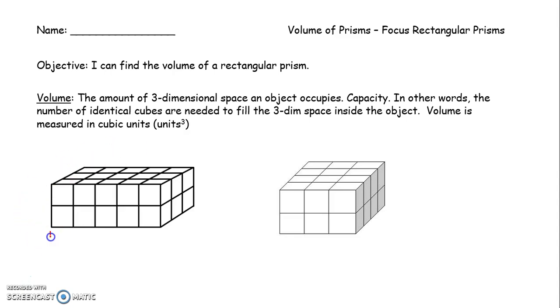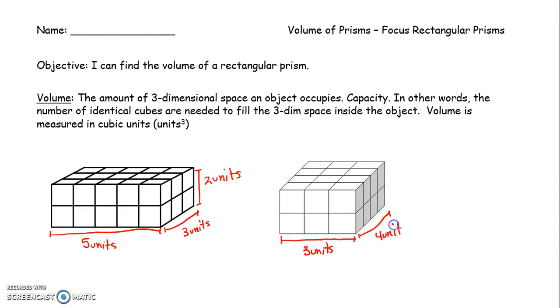This prism appears to be 5 units long, 3 units deep, and 2 units high. And then we could break apart the other one. The other one appears to be 3 units long. How deep? 4 units deep. And again, this one happens to be 2 units high. And though it's cubic units, there's going to be 1, 2, 3 dimensions.